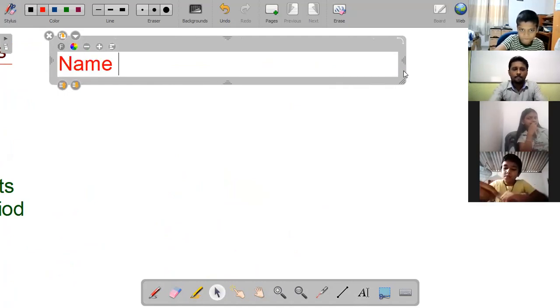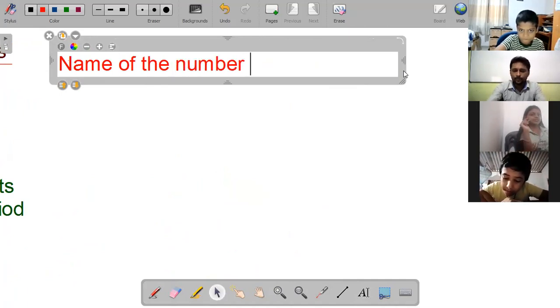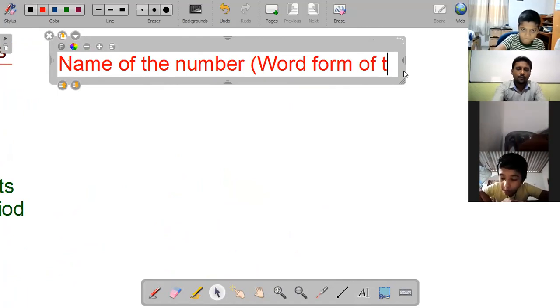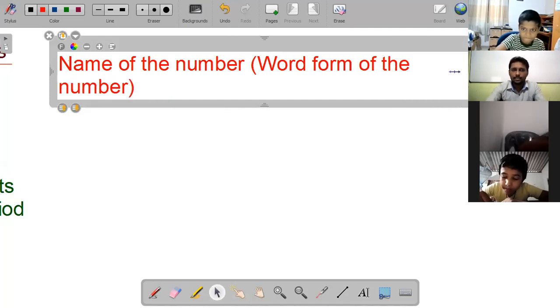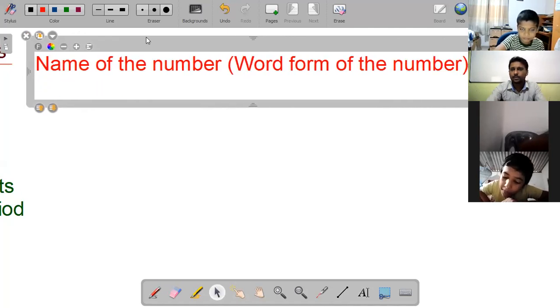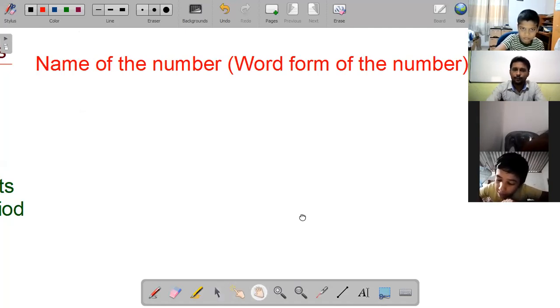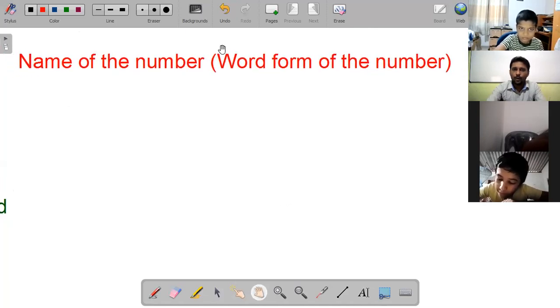Name of the number. Also, we call this one word form. Word form of the number. Same meaning. Okay. Right. Write down the next subtopic in your book. Name of the number, within brackets write down same meaning, word form of the number.